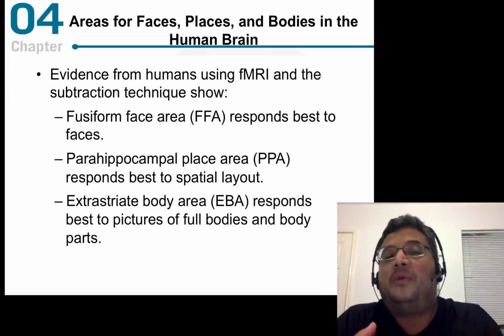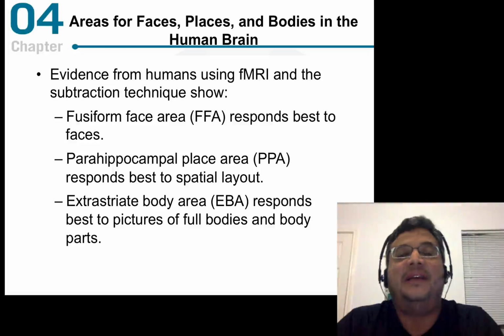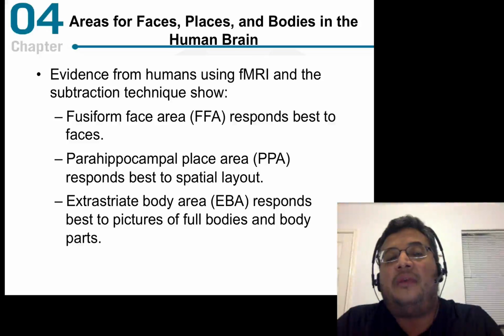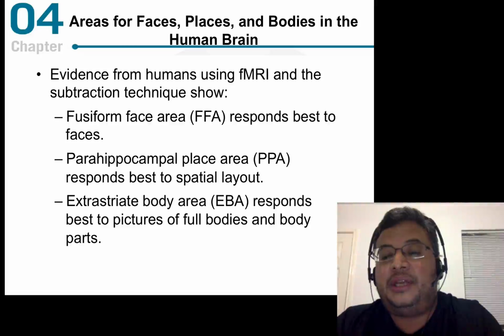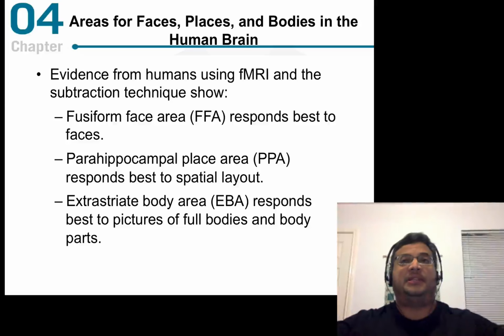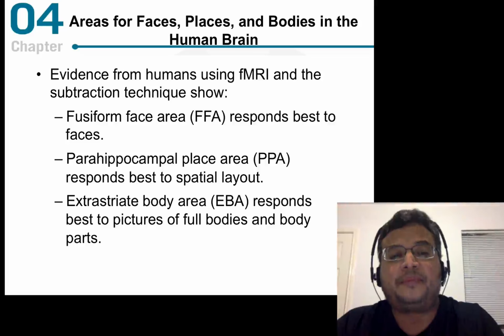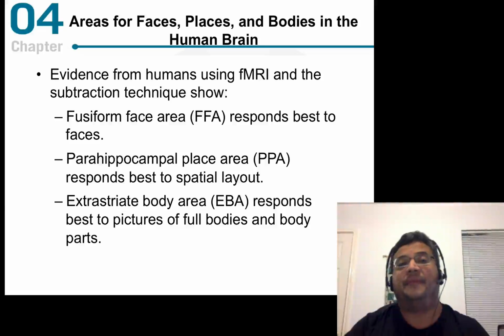Humans have a part of the cortex called the fusiform face area that responds absolutely best to faces. We have a parahippocampal place area right around our hippocampus that responds to spatial layouts. Whenever you're seeing objects laid out in space, like inside of a big room, this area lights up quite a bit. The EBA, the extrastriate body area, responds best to pictures of full bodies and body parts like arms and legs.